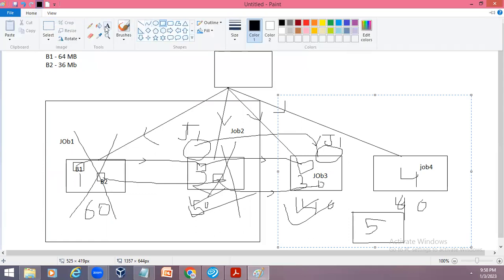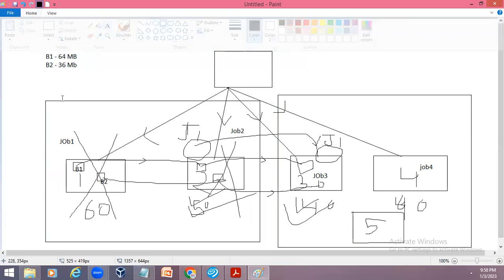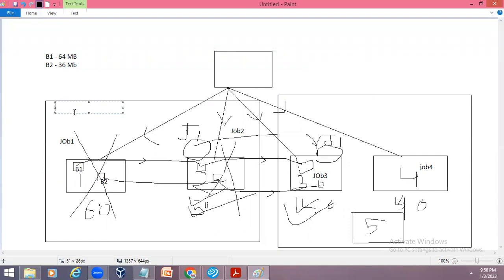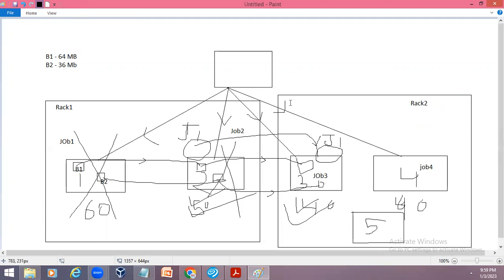A combination of nodes. So this is my rack one, and rack one contains two nodes, node one and node two. And this is, let's say, rack two. Rack two contains nodes 3, 4, and 5. Clear on this? Now, how can you think about this?